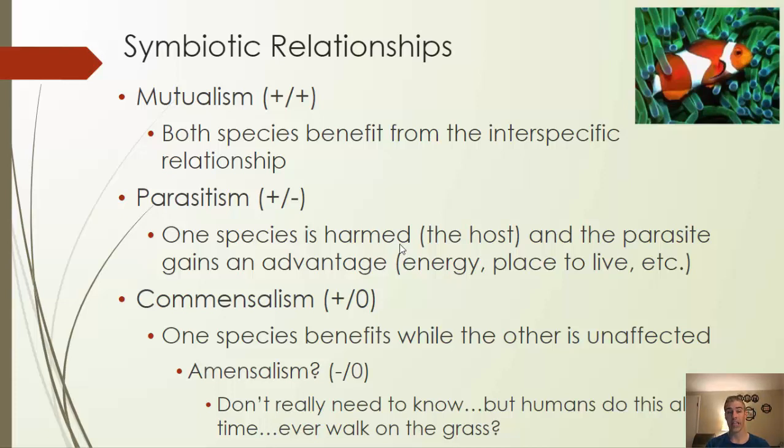So a parasitism is when, I'm going to go through tons of examples of these in a second, so I don't want to give them all away. A parasitism is when one species is harmed, the host, and the parasite gains an advantage. It benefits. Now, this looks similar to herbivory and predation, but the difference in parasitism is that the parasite lives off of the host. It does not want to kill it, really. It just sucks energy out of it, or it gets a place to live on something. But it still negatively affects the host.